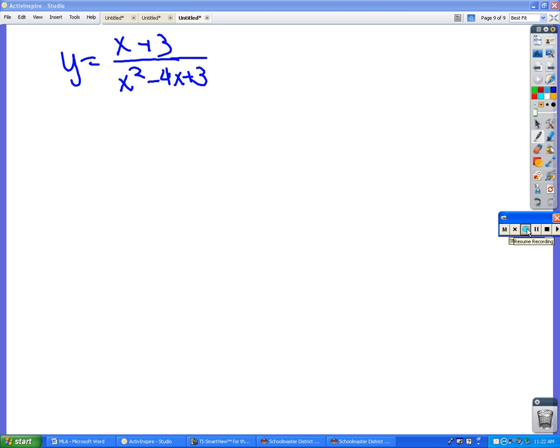Okay, so the questions that you're going to be asked to figure out are: does that function have any discontinuities? Yes. If so, where are they? And what type are they? Removable.